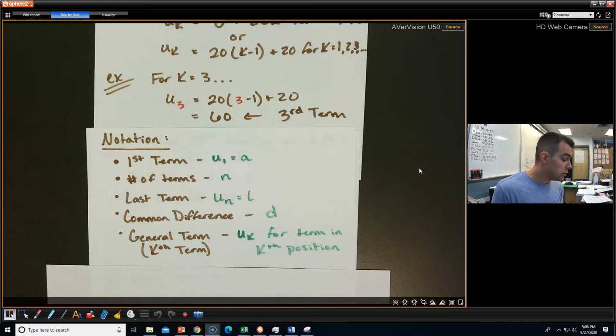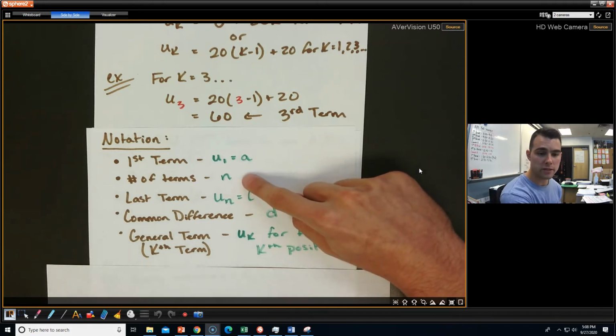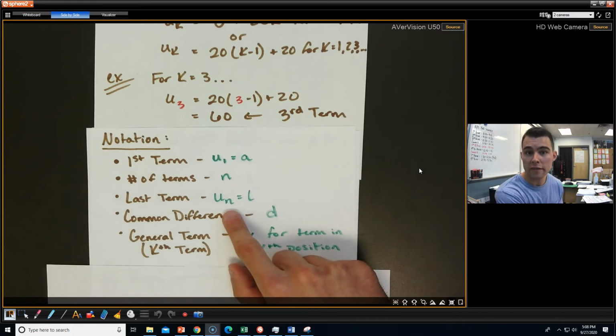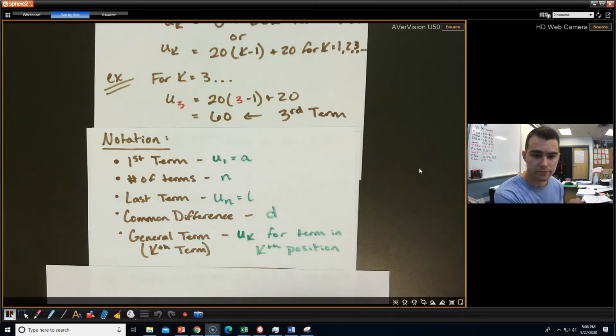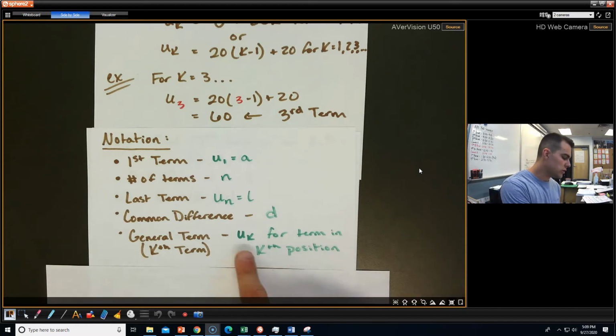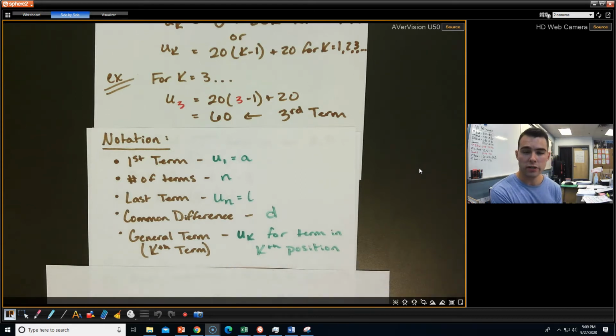And then the last term, mu sub n. So if I have like 5 terms, right? I have a number of 5 terms, then I'm going to have mu sub 5. And that'll be my 5th and last term. Similar to the first term, our last term can also be written with an L. The common difference is simply just D. And our general term, or the kth term, is mu sub k for the term in that kth position. So if you want the 5th position, the 5th term, this would be mu sub 5 for the term in the 5th position. Okay?